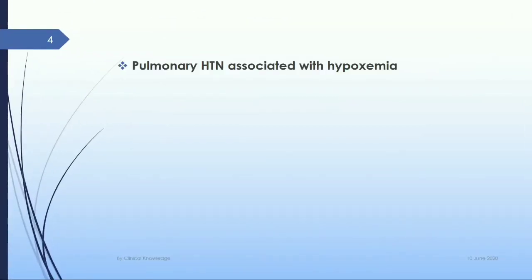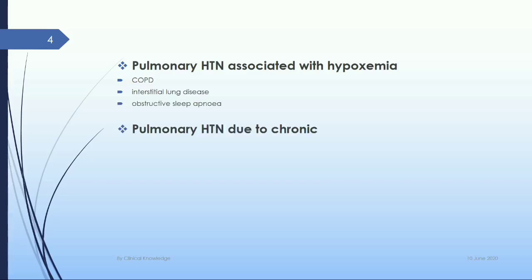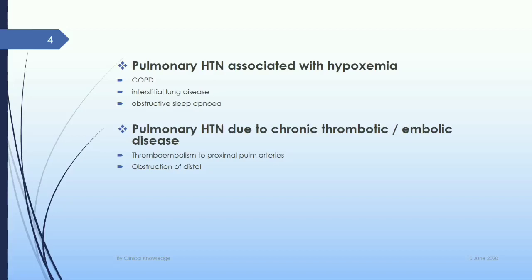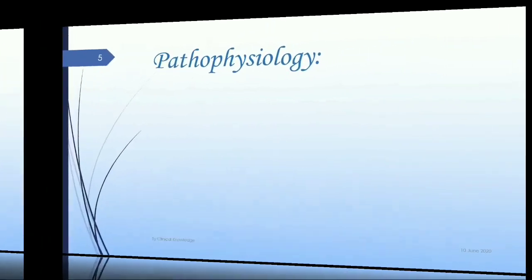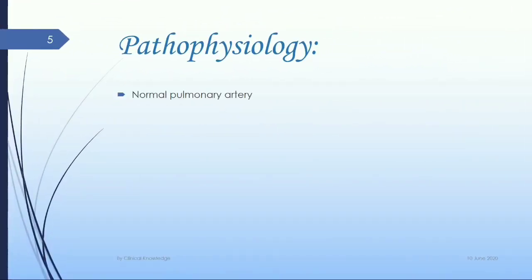Pulmonary hypertension associated with hypoxemia: COPD, interstitial lung disease, obstructive sleep apnea. Pulmonary hypertension due to chronic thromboembolic disease: thromboembolism to proximal pulmonary arteries, obstruction of distal pulmonary arteries in pulmonary embolism, sickle cell disease. Miscellaneous: sarcoidosis, histiocytosis. Pathophysiology.